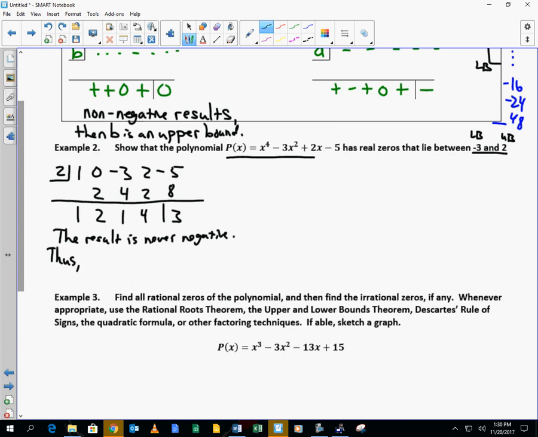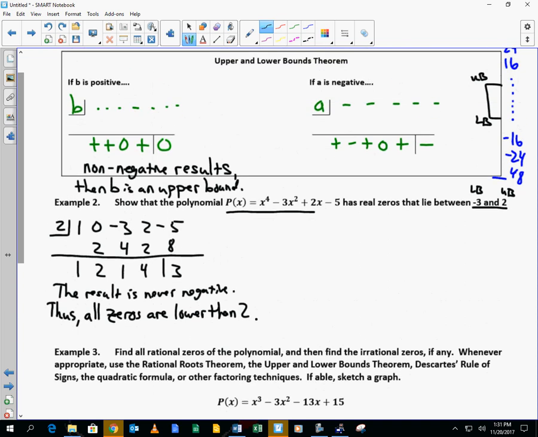Thus, all zeros are lower than 2. They're all below 2, right? So would it be smart to try 5? No. Honestly, guys, I don't use this very much. Not very much, okay? But that's one point that we can make there.